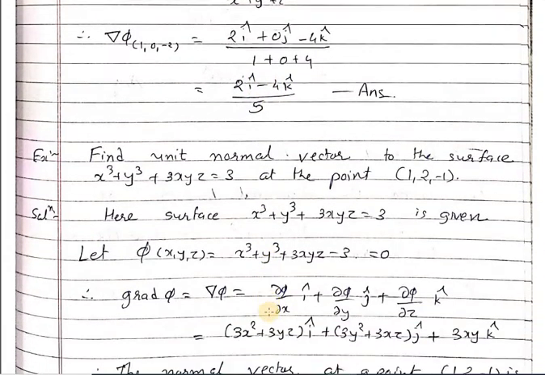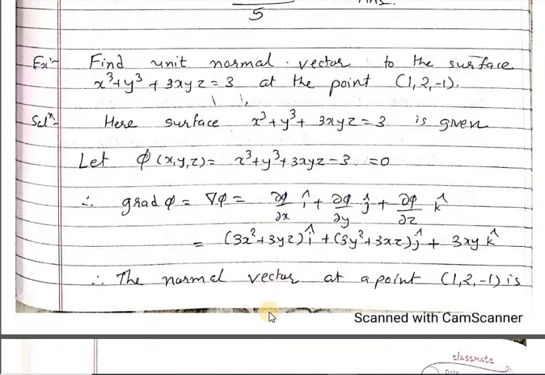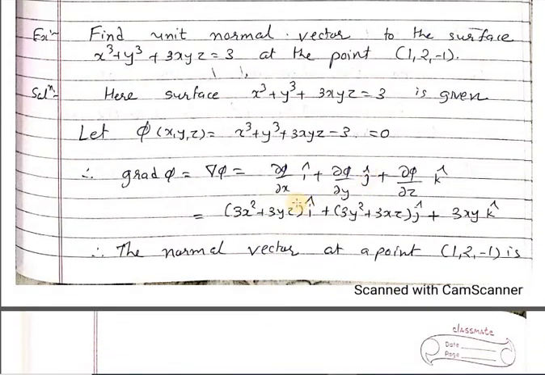In the same manner, second question. Find the unit normal vector to the surface x cube plus y cube plus 3xyz is equal to 3 at a point 1, 2, minus 1. Now here we have been given a surface equation. So first name it. Suppose that phi is equal to x cube plus y cube plus 3xyz minus 3 is equal to 0. Now we are going to find the normal vector.